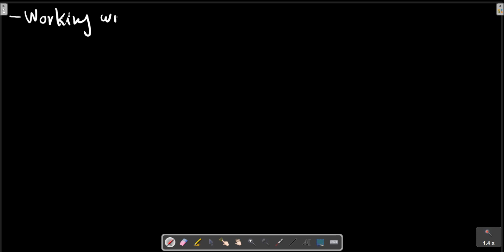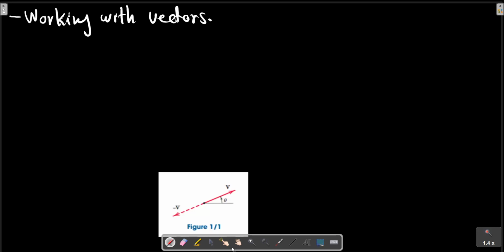Working with vectors. The direction of the vector may be measured by an angle theta from some known reference direction. Consider this picture again.